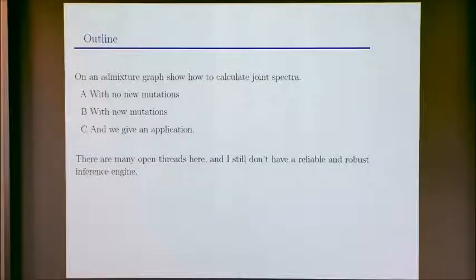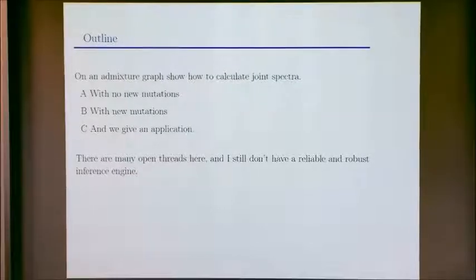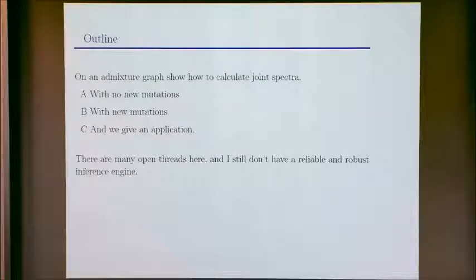I work mostly with discrete genetic events and things that I like to call admixture graphs, which I will show you an example of, that most people here will have seen something like this. And I want to do three things in this talk. I want to show you how to calculate joint spectra analytically on an admixture graph. It's easiest to understand what's going on in a situation where there are no new mutations in the graph.